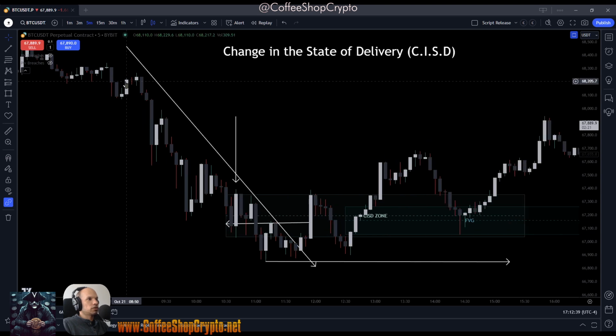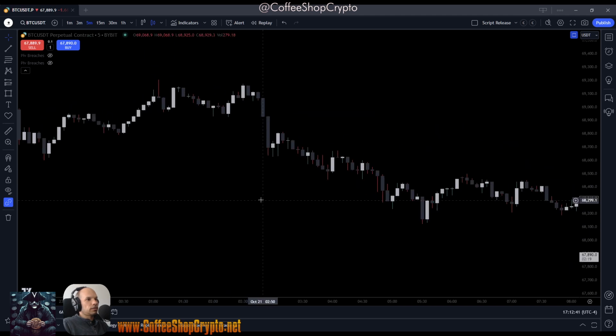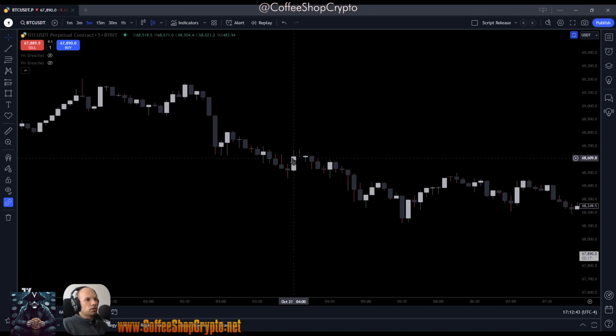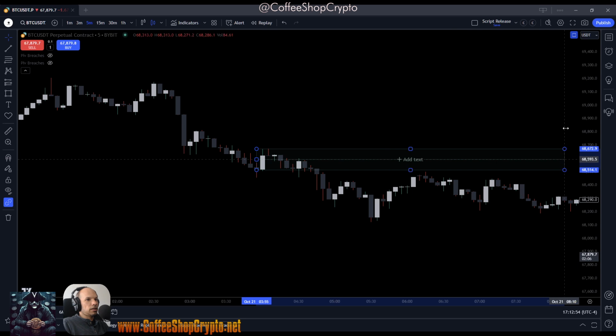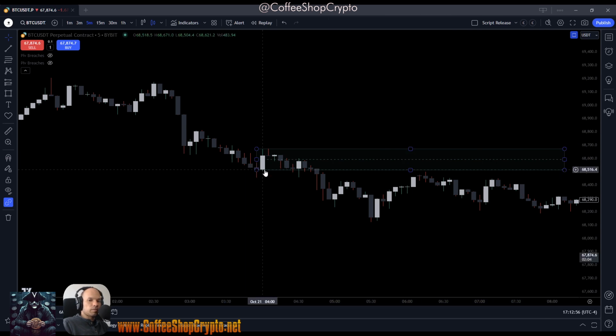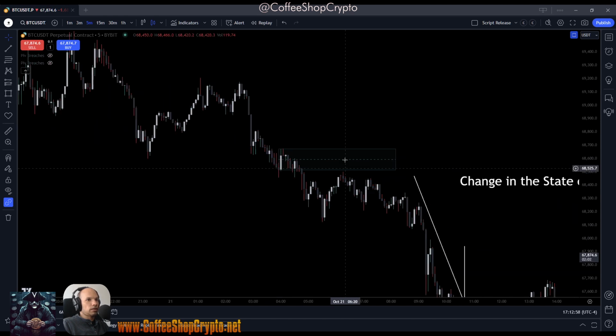Again, you've got one here as a change in state of delivery. We have a downtrend. There's a change in the state of delivery here, but it doesn't result in anything. As an example, if I was going to use this as the change in state, I would go from the open to the high, and I would say, here is my support level. Well, you can see that doesn't support anything. Price just keeps moving. And actually your structure is down here.